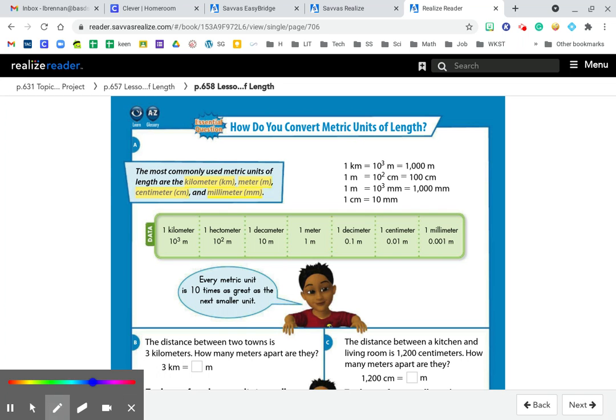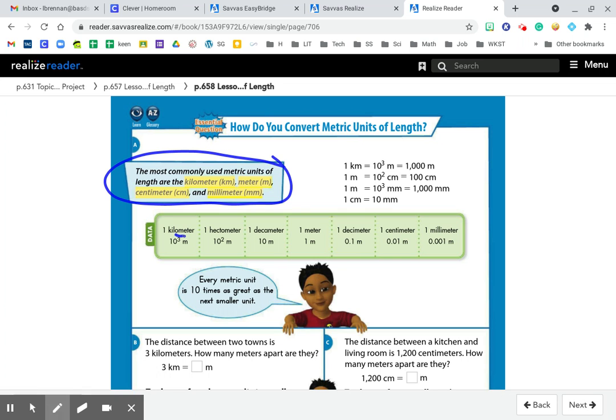So the most common units we have are kilo, hecto, deca. The unit measurement is 1, deci, centi, and milli. So those are the prefixes we're going to be using. And the most common ones for length, I'll put a star next to kilometer, meter, centimeter, and millimeter.